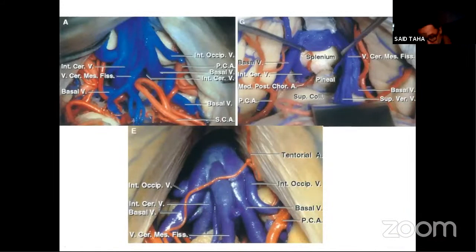Here, this is an infratentorial view of this area. It's complex, without arachnoid, without blood, it's a very complicated area. And here we have the cerebellomesencephalic vein, internal cerebral vein, and internal occipital vein that converge to the vein of Galen.